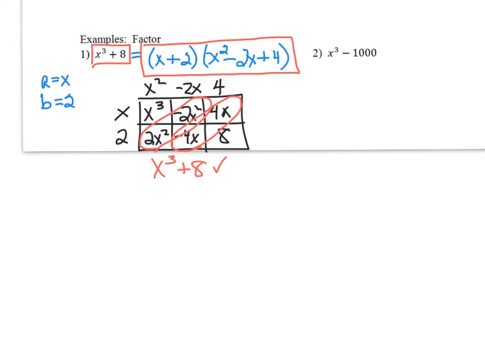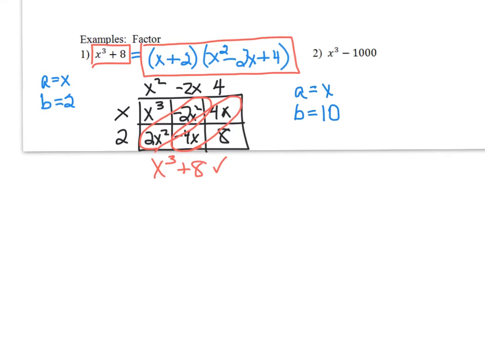I've got x cubed minus 1,000. So that tells me that my first term a is going to be x. That's the thing that's being cubed to give me my first term. My b is going to be equal to 10 because that's what's being cubed to give me 1,000.